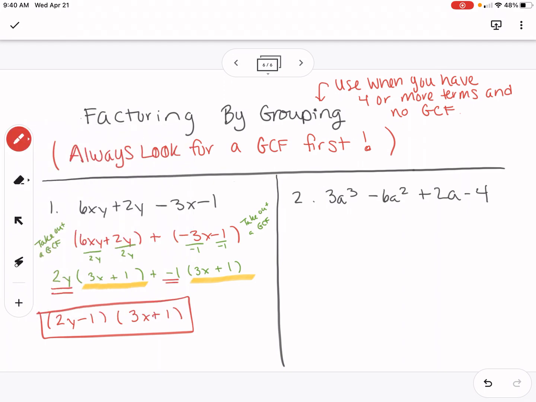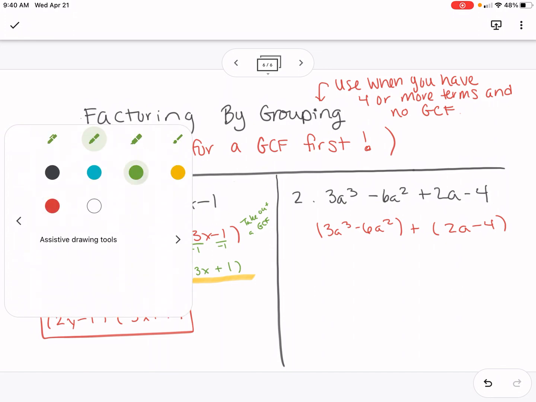Now, if you look at number 2, I don't see a greatest common factor right now, so I'm going to try factoring by grouping since there's 4 or more terms. So I'm going to group the 3a cubed minus 6a squared, and I'm going to group the 2a minus 4. From there, I'm going to look for GCFs to take out.